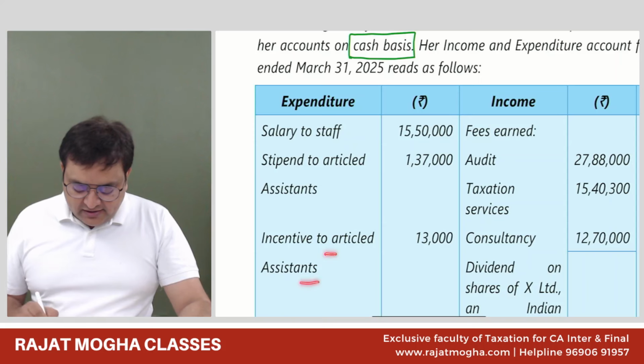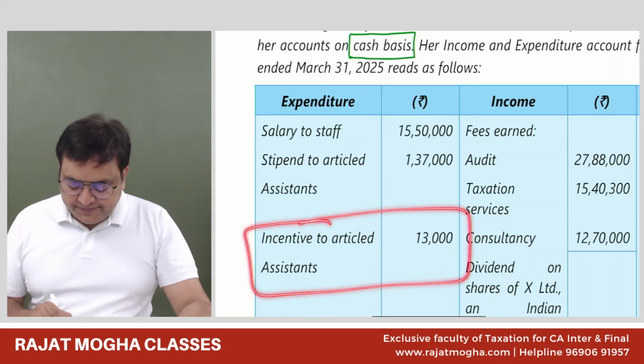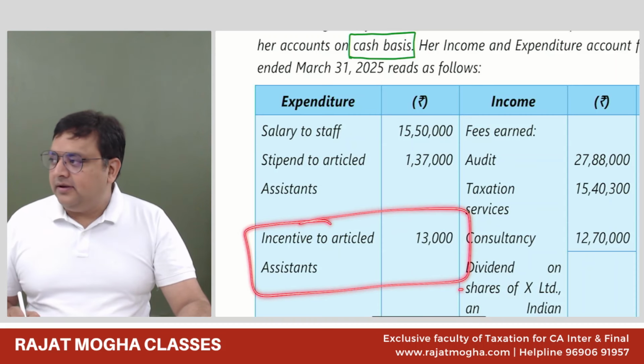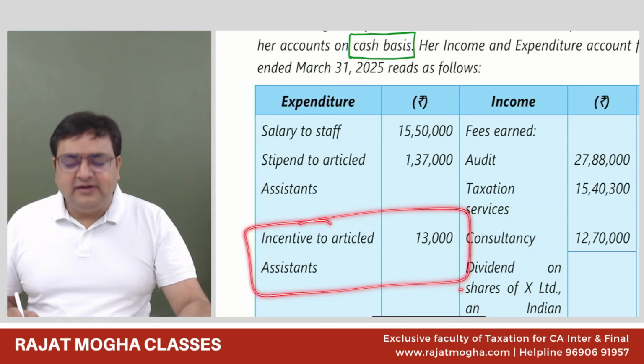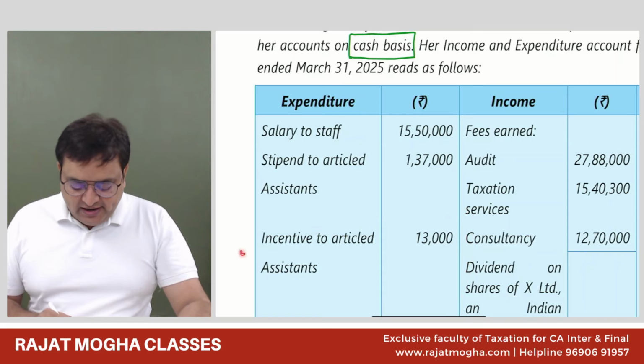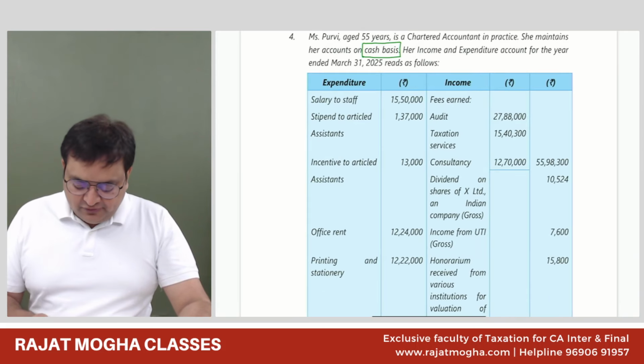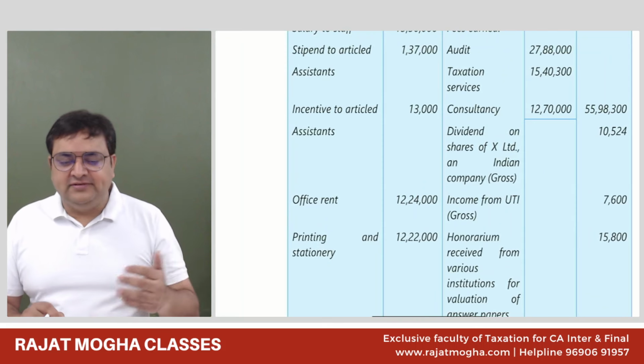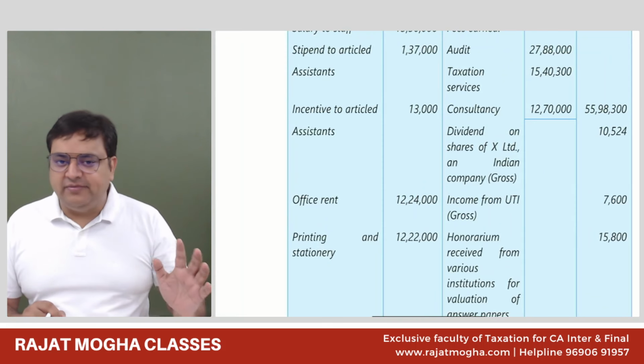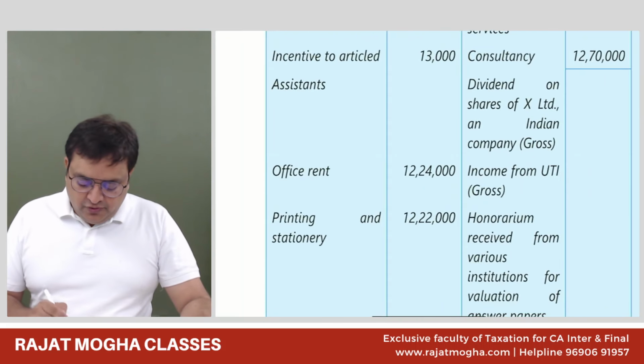Incentive to article assistants. What do you think? Whether this is allowed or not allowed? Arup, what do you think? Should it be allowed? Bala? It is allowed if we pay normal bonuses. So it should be allowed, right? We are giving incentive to our staff, to our trainees. It does not matter. Allowed. Office rent.